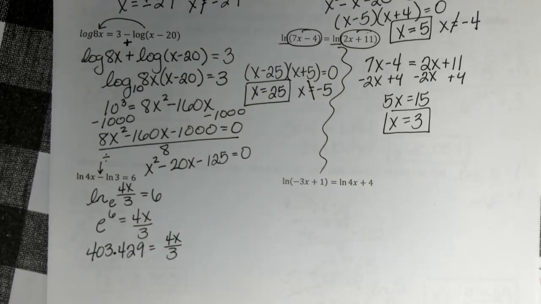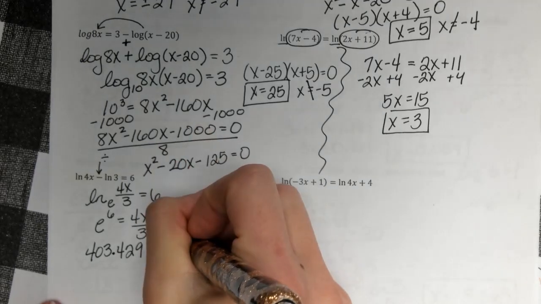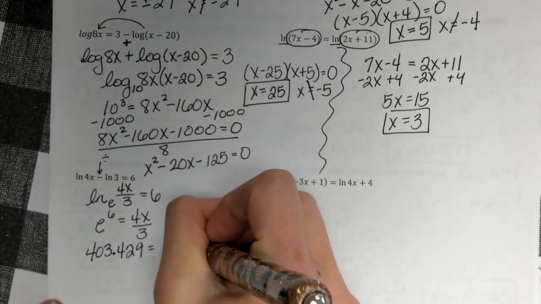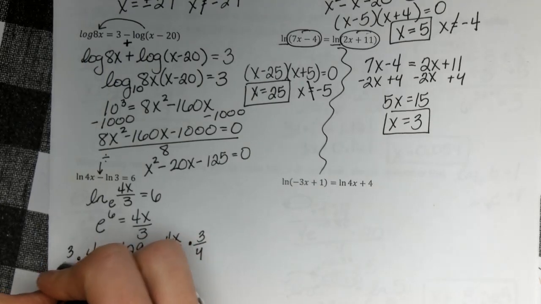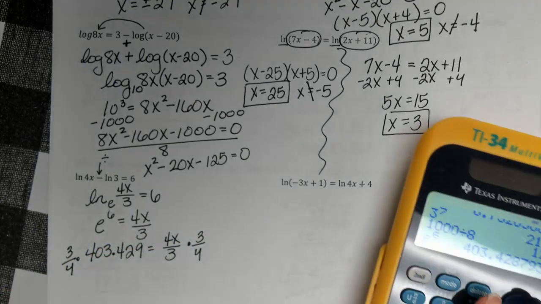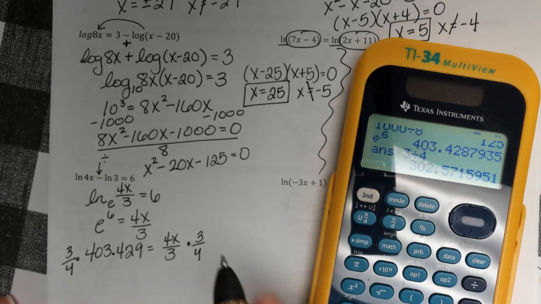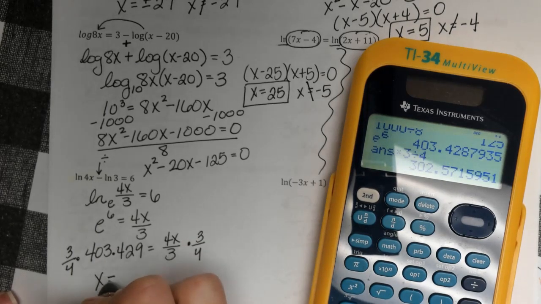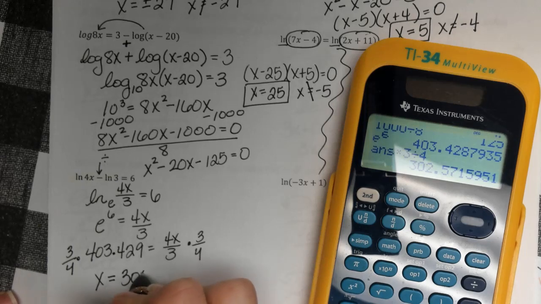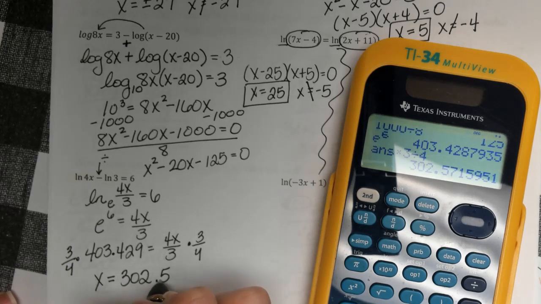How am I going to solve for x? You can either multiply by 3, then divide by 4, but you could also multiply by 3/4. Either way. And x is equal to 302.572.